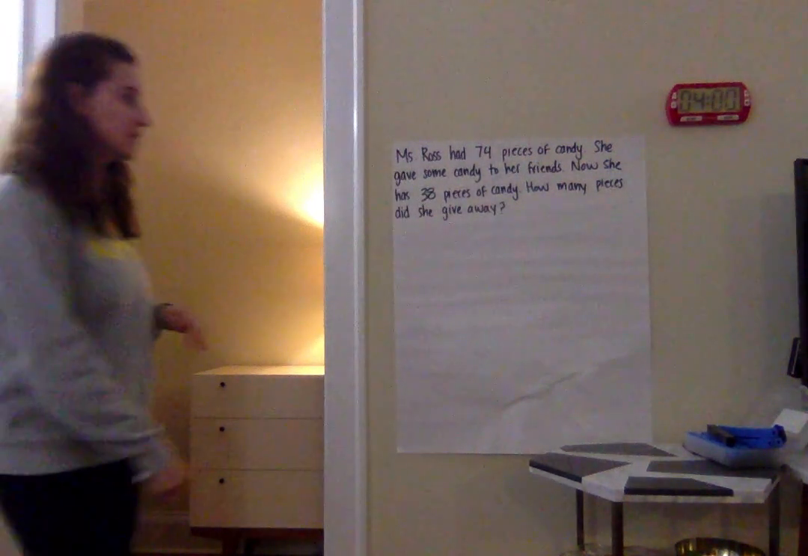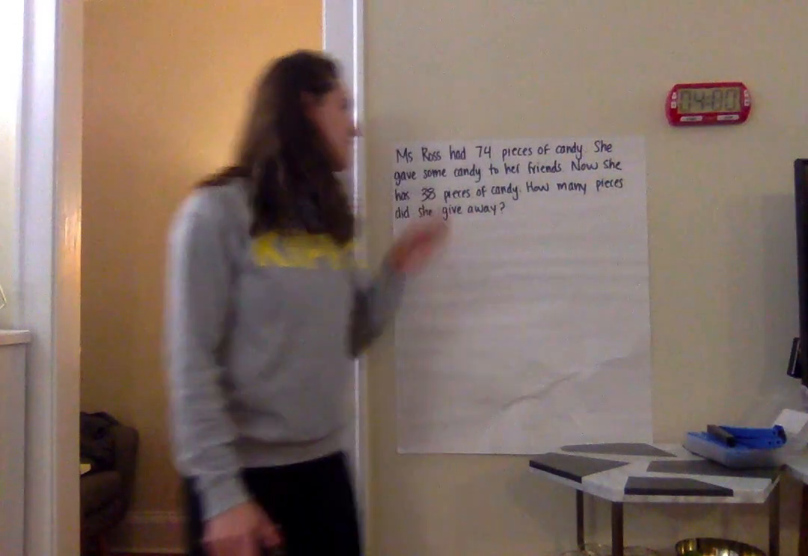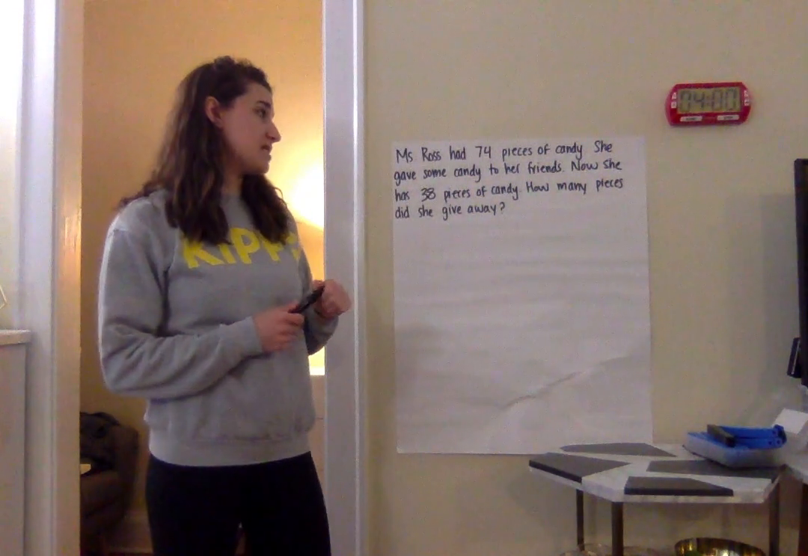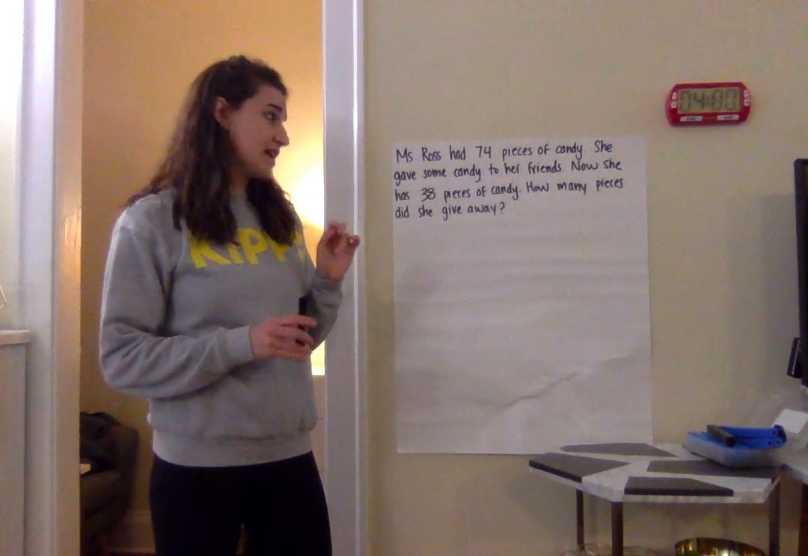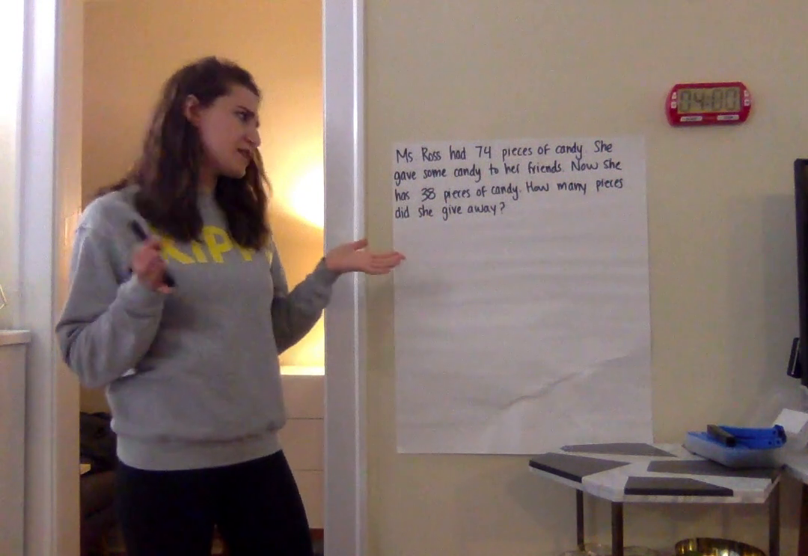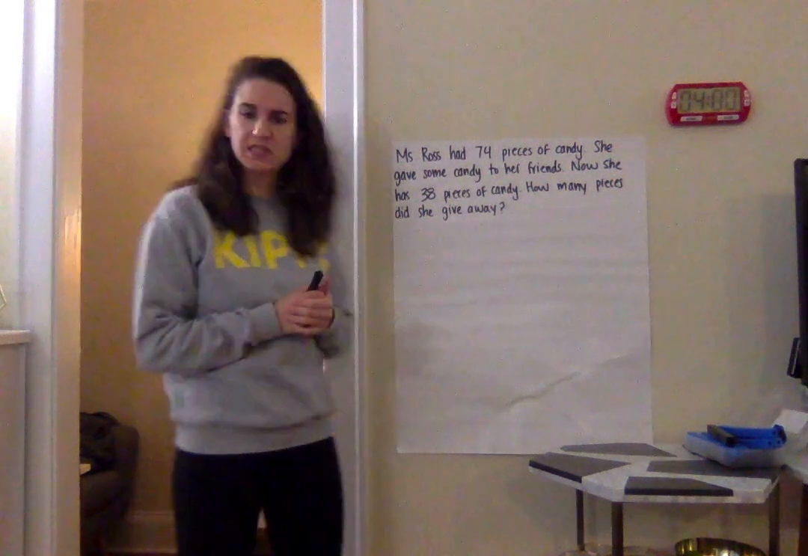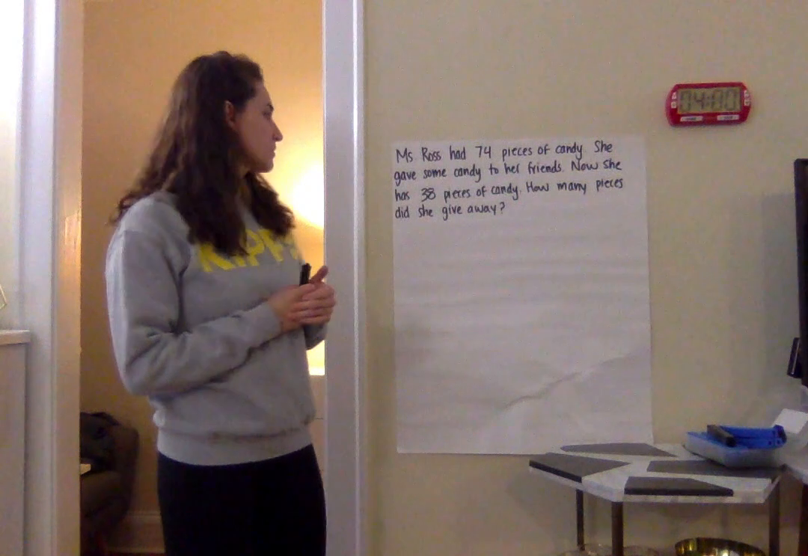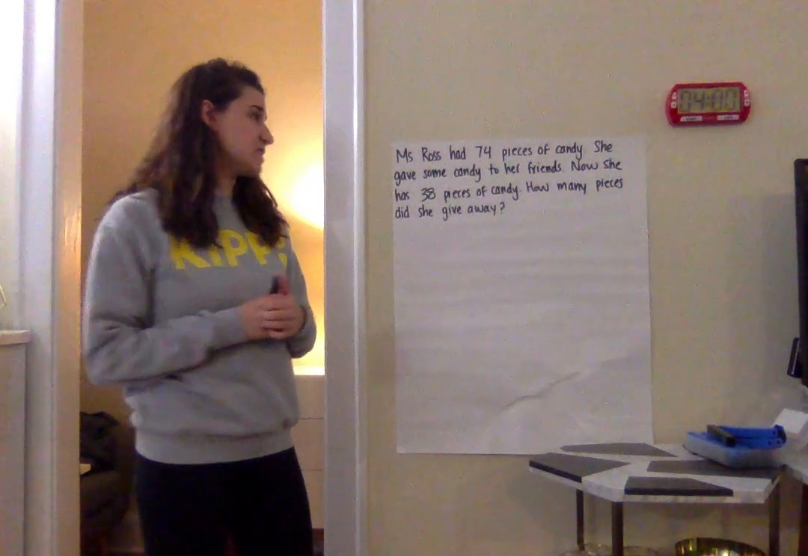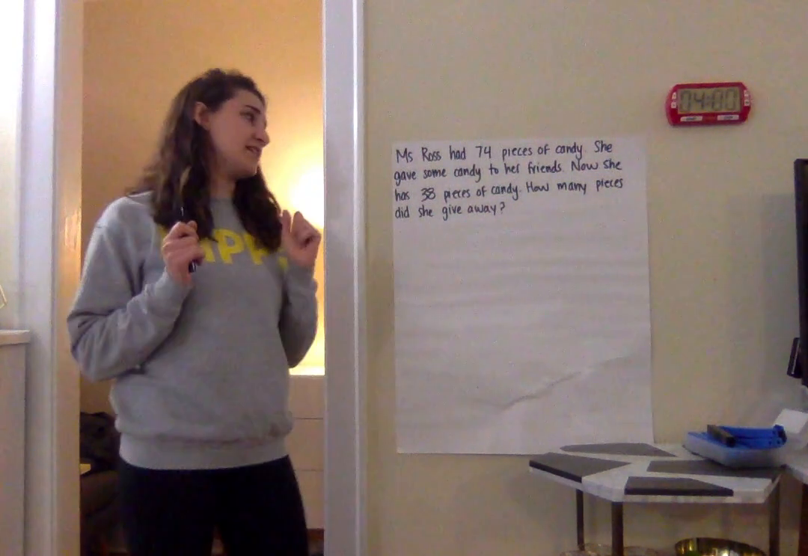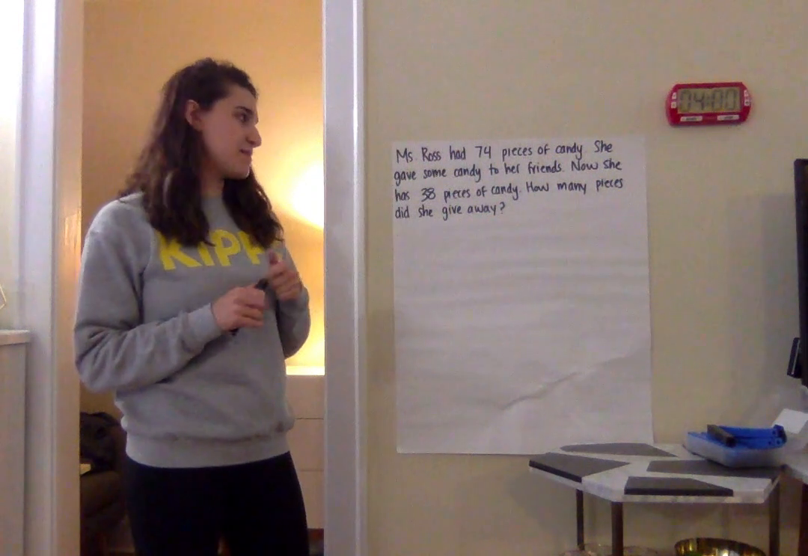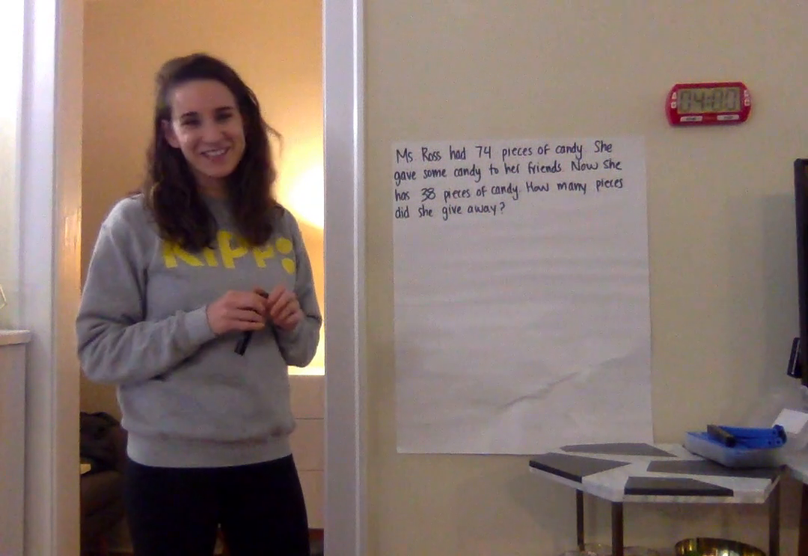All right, independent problem, get ready for it. Ms. Ross had 74 pieces of candy. She gave some candy to her friends. Now she has 38 pieces of candy. How many pieces did she give away?